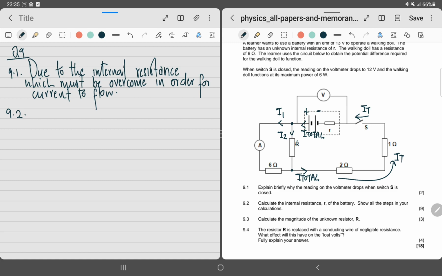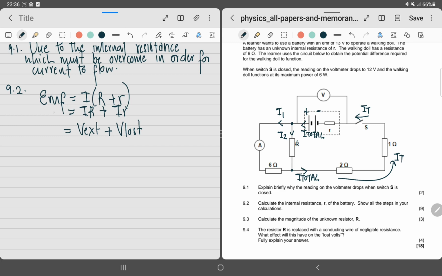9.2. Calculate the internal resistance R of the battery. Show all the steps in your calculation. We have this formula: EMF equals I multiplied by (R plus r). So this can be written in three different forms. We can distribute the current into the bracket. So we'll have that. And then IR, this is the V external. And then I multiplied by the small r, the internal resistance. This gives us the V lost.